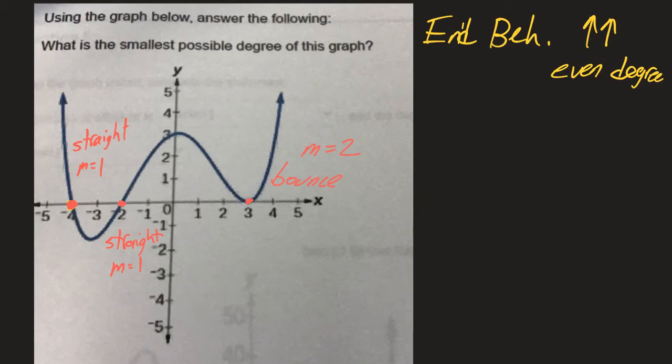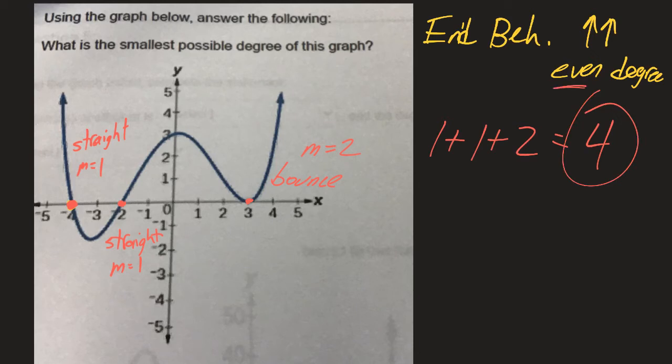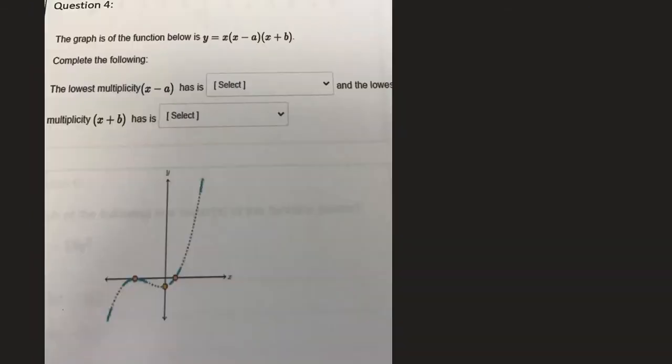So remember, based on the shapes we see here, the 3 zeros, 2 straights, and a bounce, which means we add the 3 multiplicities together. So 1 plus 1 plus 2, and we should get 4. So my degree should be 4, and you can see that is an even degree, so this makes sense. So the smallest possible degree is 4.